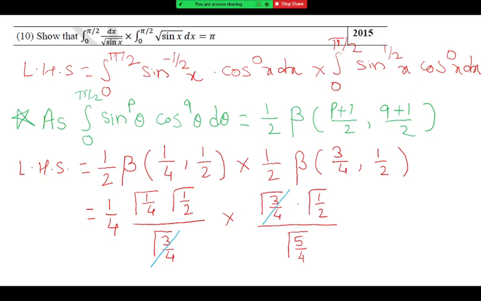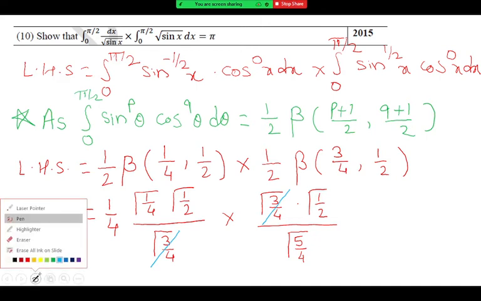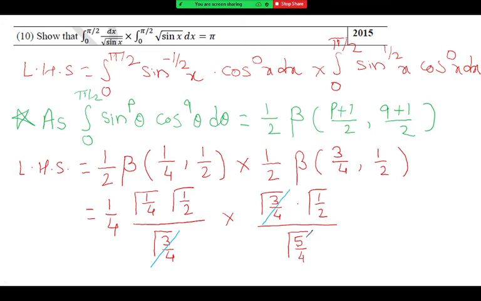Sir, we can write 5/4 as 1 plus 1/4. Correct. And then gamma 1/4 gets cancelled. Yes, this gamma 5/4 gets cancelled with gamma 1/4. The reason is this gamma 5/4 is written as 1/4 times gamma 1/4, so that gets cancelled.